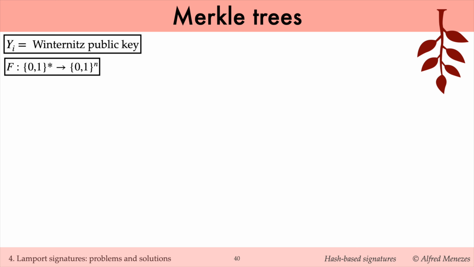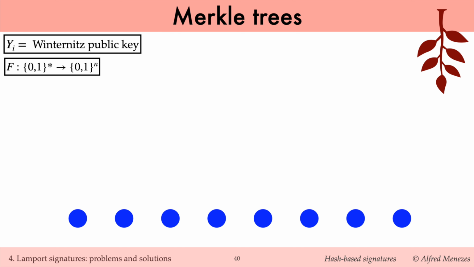Here is an example of a Merkle tree for authenticating 8 Winternitz public keys. The tree has height 3. An n-bit collision-resistant hash function f is used. The tree has 8 leaves, which are assigned the hash values of the corresponding Winternitz public keys.